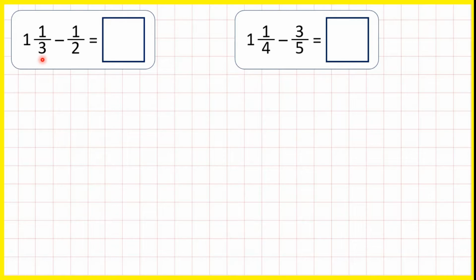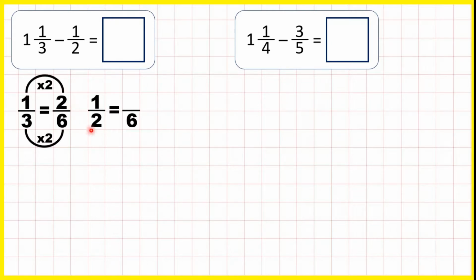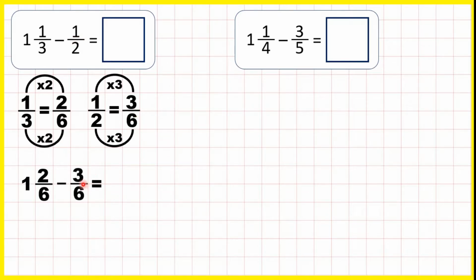Now we have 1 and 1/3 minus 1/2. We know that to subtract fractions, we need the denominators to be the same. Now 6 is in both the 3 and the 2 times tables, so we can find equivalent fractions to 1/3 and 1/2 with a denominator of 6. 3 times 2 is 6, 1 times 2 is 2, 2 times 3 is 6, 1 times 3 is 3. So we can rewrite our question. Instead of 1 and 1/3, we can have 1 and 2/6, and instead of subtracting 1/2, we can subtract 3/6.